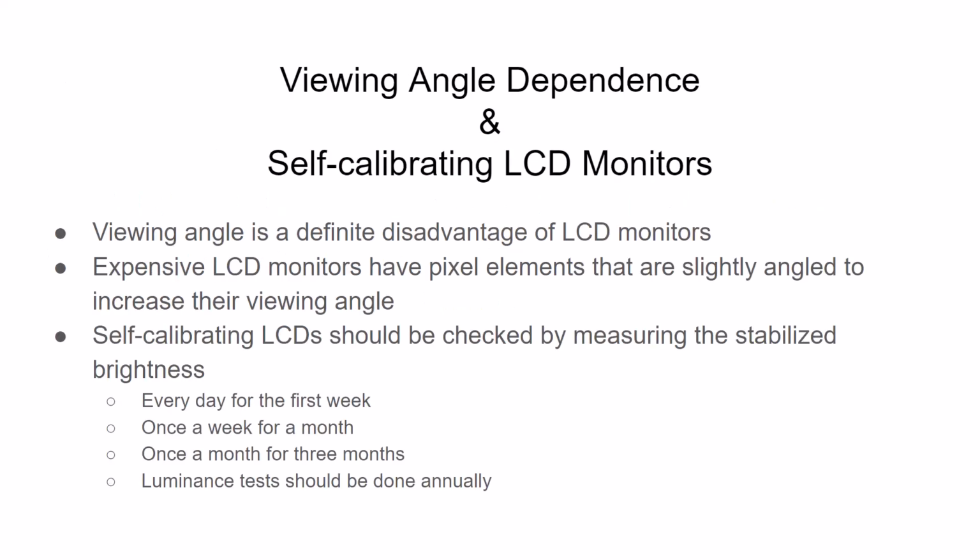Viewing angle is considered the biggest disadvantage of LCD monitors because it's very limited. Most expensive LCD monitors have pixel elements that are slightly angled, which allows them to be viewed from wider angles. Most LCD monitors are self-calibrating and should be checked by measuring the stabilized brightness. This requires measurement every day for the first week, then once a week for a month, and then once a month for 3 months. Luminance tests should be performed annually.